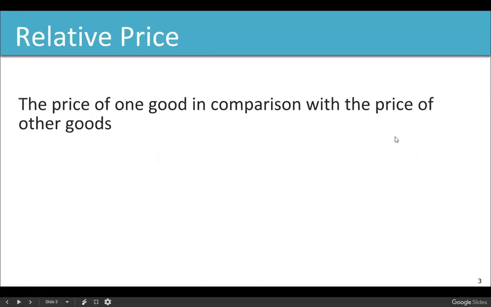Okay, and then relative price was the price of one good in comparison to the price of other goods. I talked about how this is the foundation of our decision making. We look at the price, how it relates to other products. I like Coke a little bit better than Pepsi, so if they're the same price, no matter what that price is, I'm going to get Coke every time.